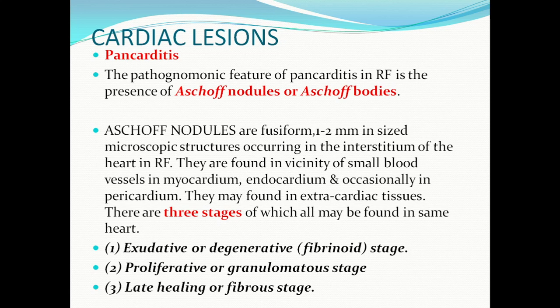So what is an Aschoff nodule? Again, I am repeating, it is fusiform, 1 to 2 mm in size. It is a microscopic structure. It is related to blood vessels in the myocardium, endocardium, and occasionally the pericardium. And it has three stages. First is the exudative or degenerative stage, which we can also call the fibrinoid stage. The second one is the proliferative or granulomatous stage, and the third one is the late healing or fibrous stage.